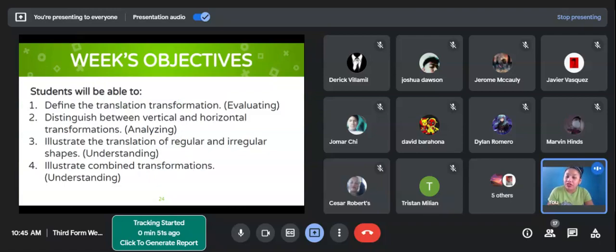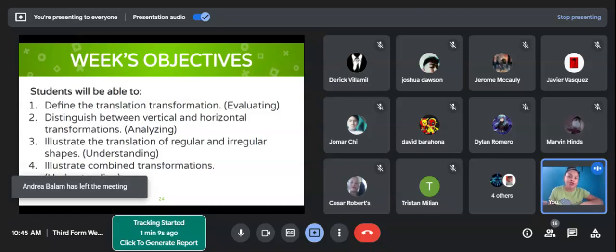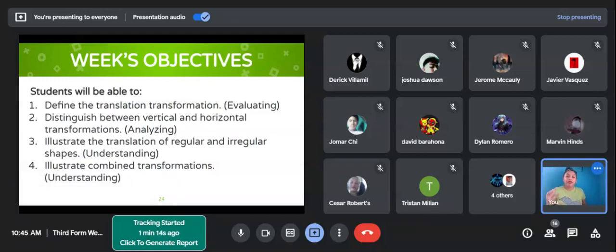If we look at our objectives, we have already defined translation as a slide. The image does not change. The image stays exactly the same. It's just moved in position. We have talked about vertical and horizontal transformations, moving it to the left, to the right, up, down, and we have illustrated translations of regular and irregular shapes, the triangle and the quadrilateral.